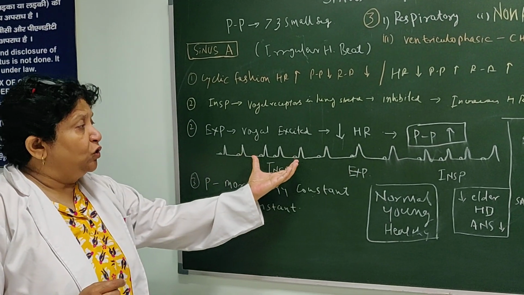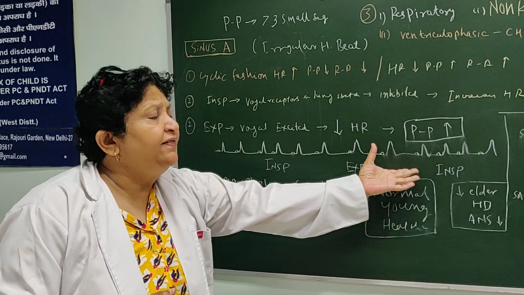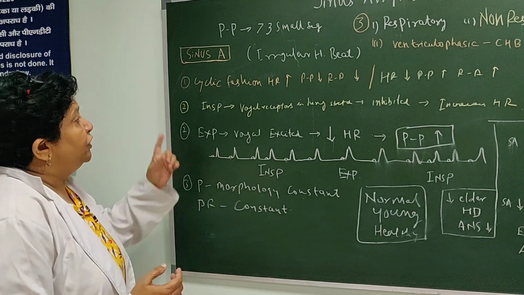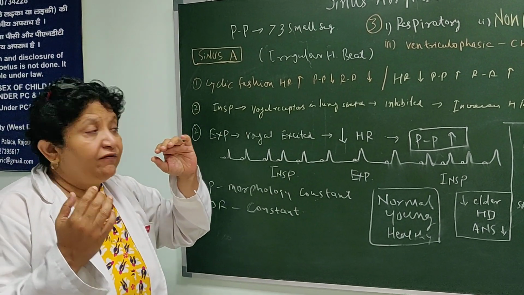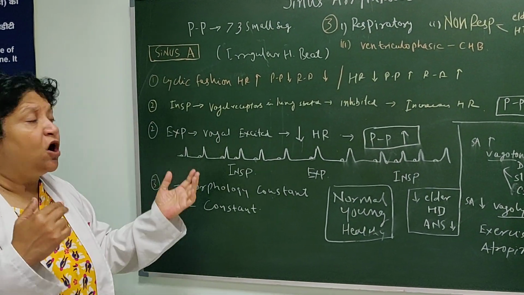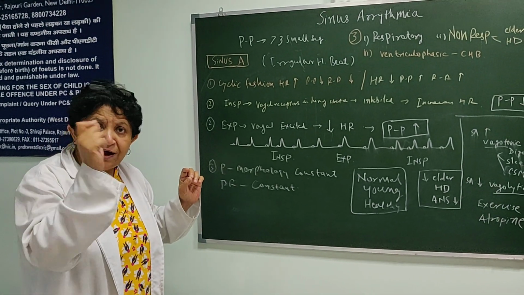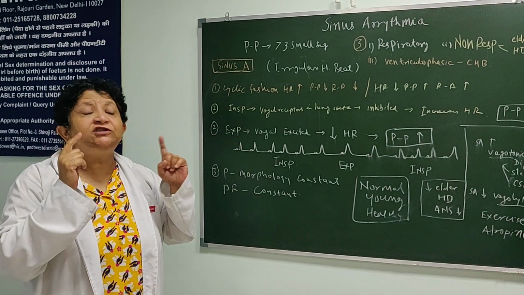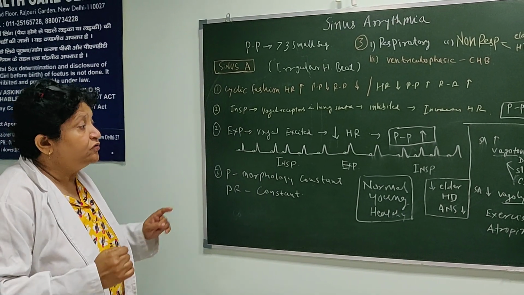Thereby there is closing up of the PP interval and there is lengthening of the PP interval. During inspiration, as I already told you, the vagal tone is inhibited, so it will increase the heart rate. And during expiration, the opposite will happen. And the crux here is the P wave morphology is constant and the PR interval is constant. That is not going to change.